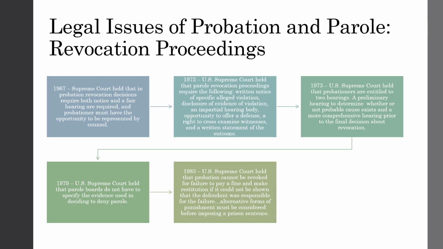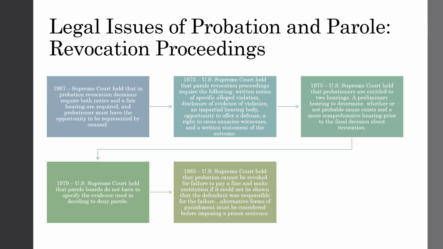In 1973, we refined that just a bit. The Supreme Court ruled that probationers are entitled to two hearings: a preliminary hearing to determine whether or not probable cause exists, and a more comprehensive hearing prior to the final decision about revocation. Now, this is interesting because we're going to talk a little bit more about probable cause on the next slide, and you'll see why this one's a little bit tricky.